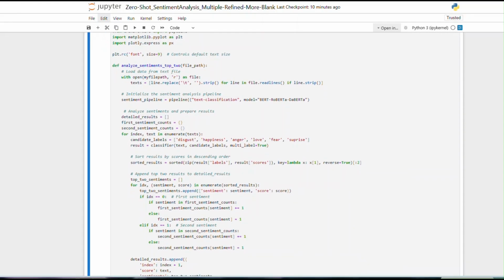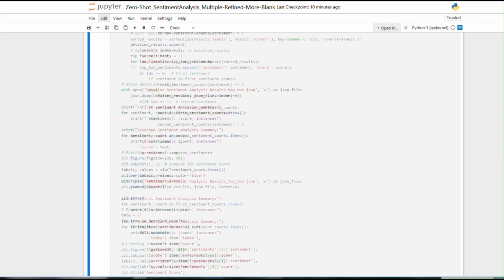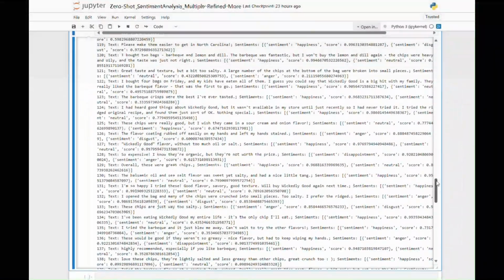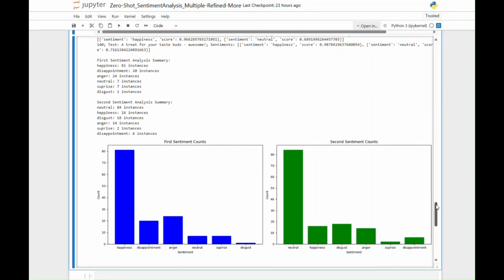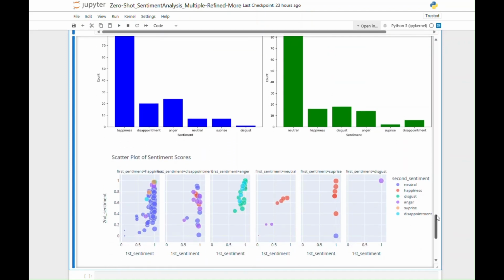Now we will look at some of the Python coding for the psychographic sentiment analysis. Along with the output, we can see the text, along with its psychographic score, the bar charts of the first and second sentiment scores, and the rather interesting-looking scatter plot charts of the first versus second sentiment scores. Each plot represents a sentiment: happiness, anger, surprise, disappointment, neutral, disgust. The color of the marker shows the second sentiment.